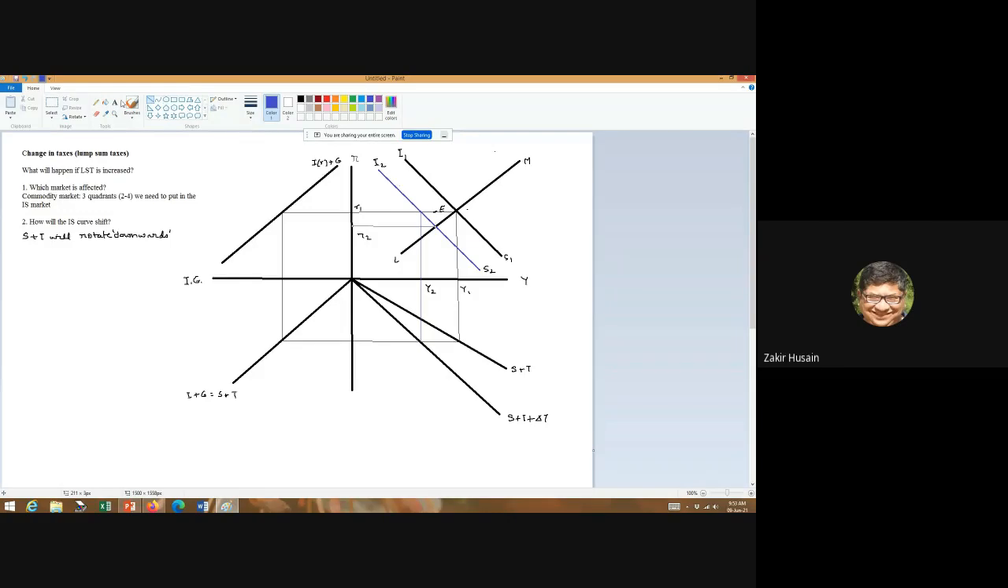Okay, so this is E2 as opposed to E1. So the third question is, how will this affect Y and R? Sorry, just give me a second, please.